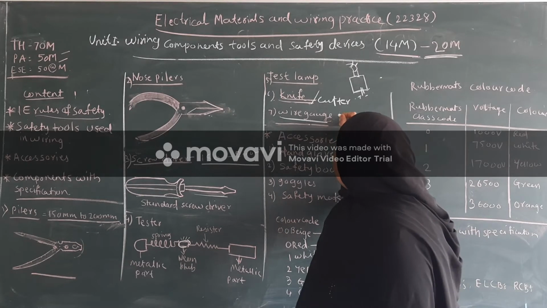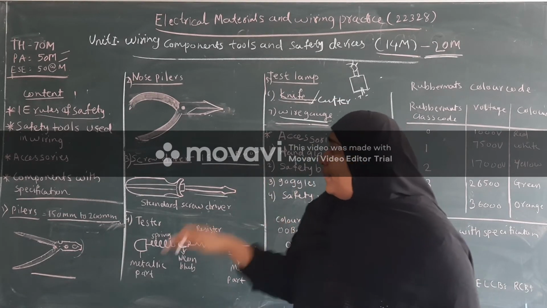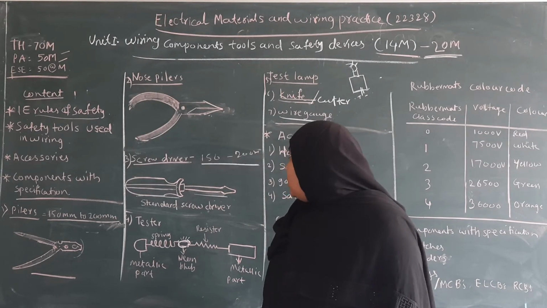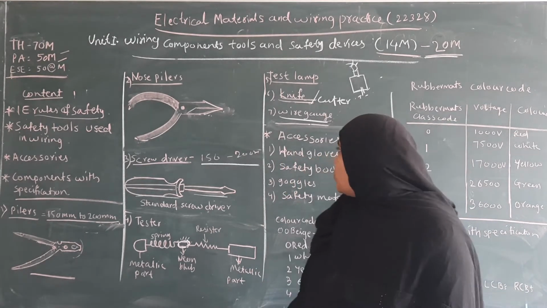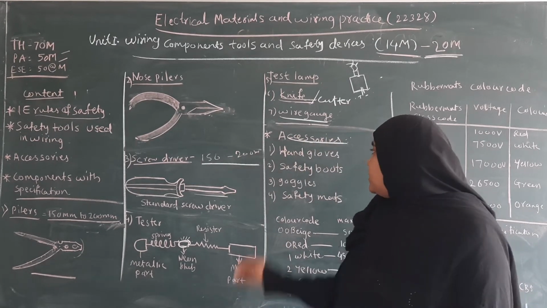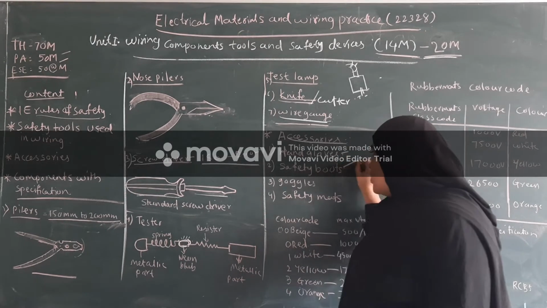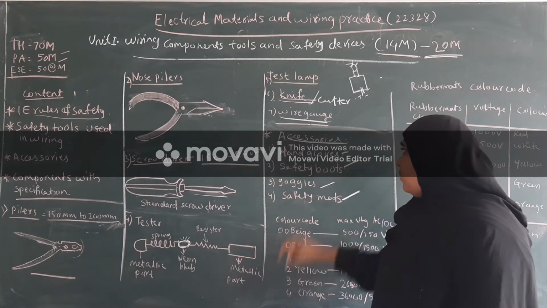All these are the different components, different tools used in an installation. Next is the accessories. In accessories, that is the safety hand gloves, safety boots, goggles, and safety mats.